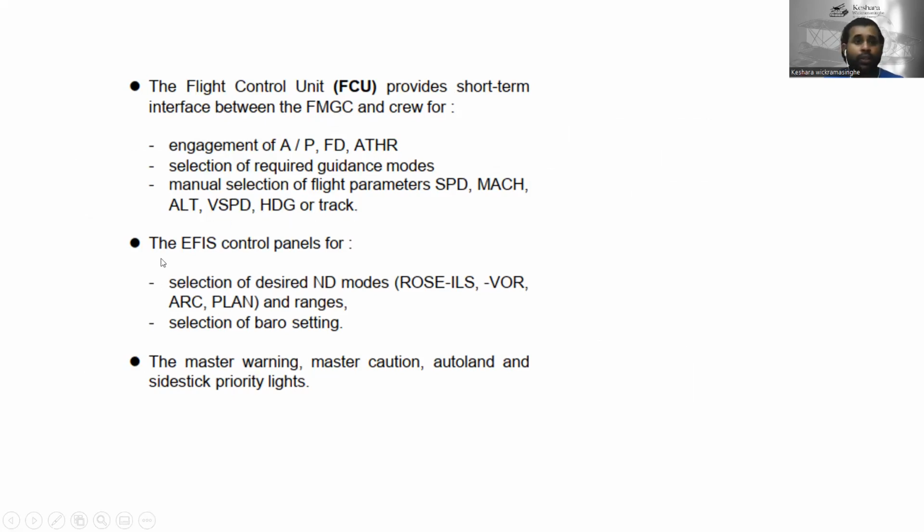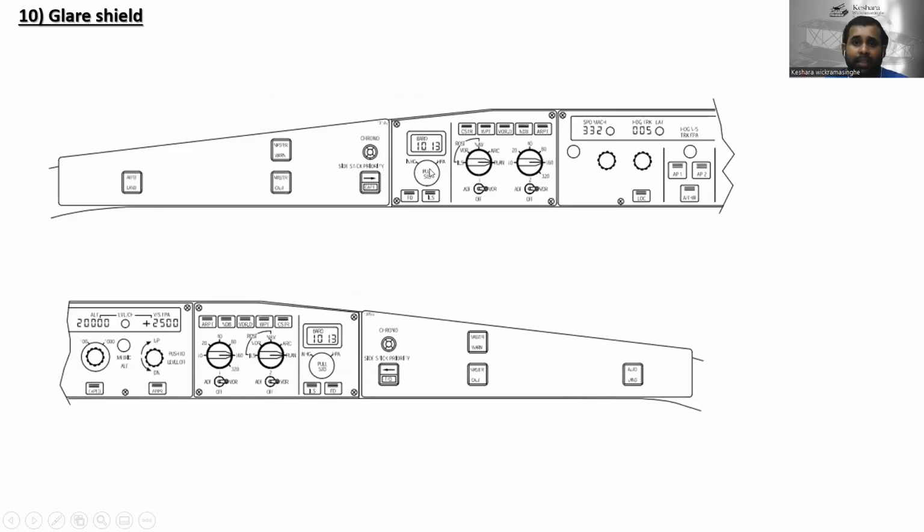headings, or track. So the EFIS control panels: selection of the desired navigation mode, ROSE, ILS, or VOR, ARC, or plan modes, and ranges. And selection of baro settings. Okay, you can see we can select the baro settings over there, right? The pressure, and here you can see the plan mode, or ARC mode, or navigation, VOR, ILS, according to the ROSE mode. All right, so yeah. So these are the warnings, master warning, master caution over there, right? So this is the autopilot takeover button. And okay, sorry, this is the side stick priority button over there, right?